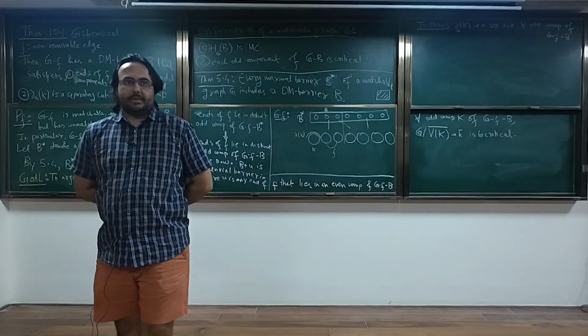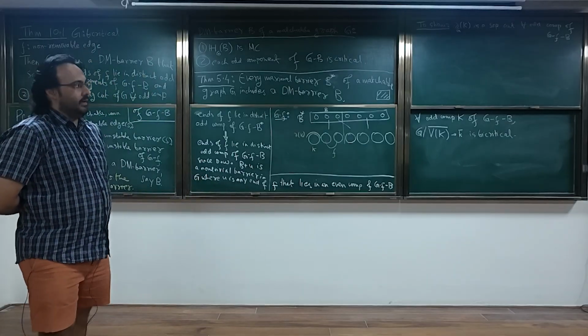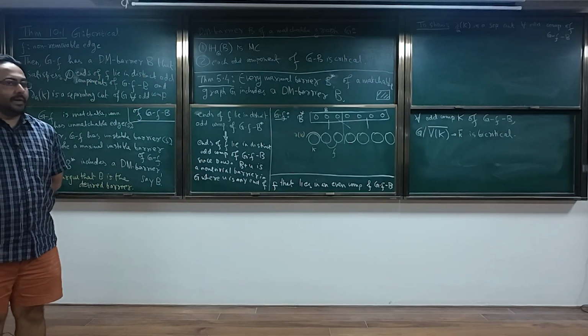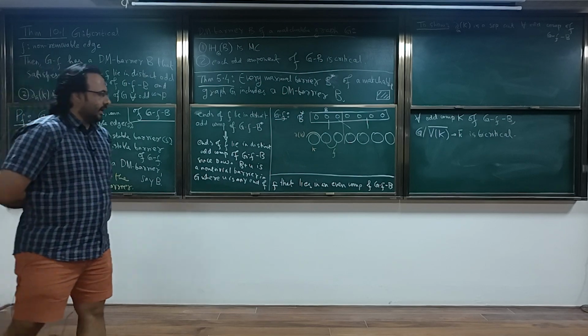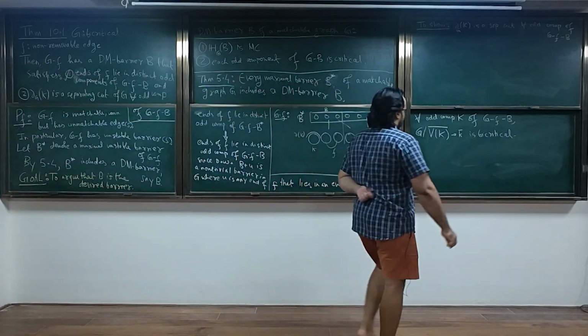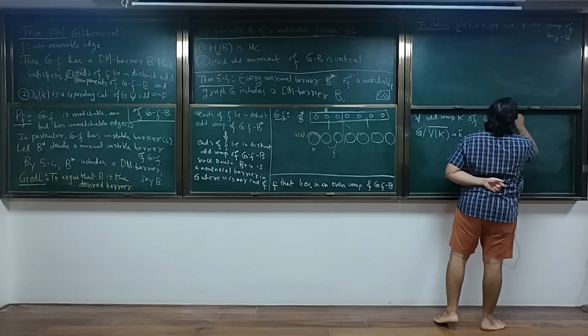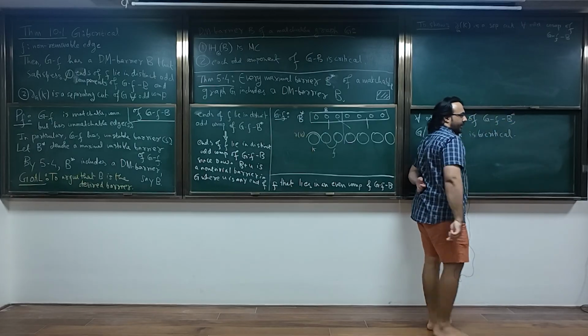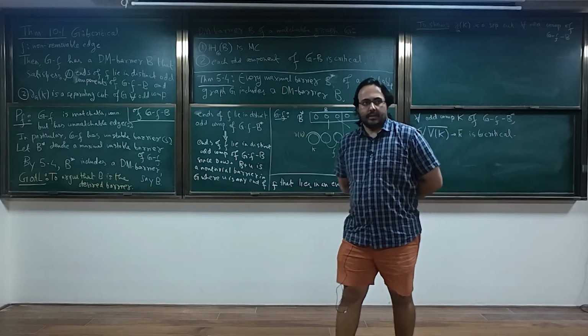See if you can do this. For every odd component of G minus F minus B, in fact, if I'm not mistaken, this argument should go through for B star as well. This one is not the problem. The problem is going to be the other contraction. See if you can prove this.